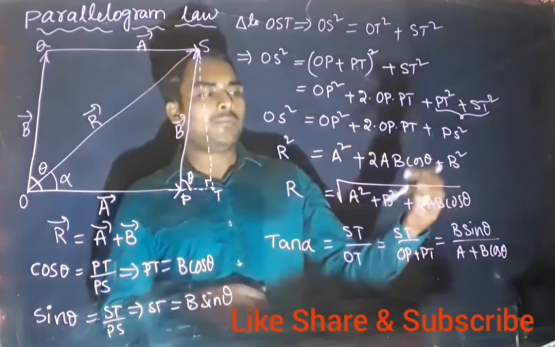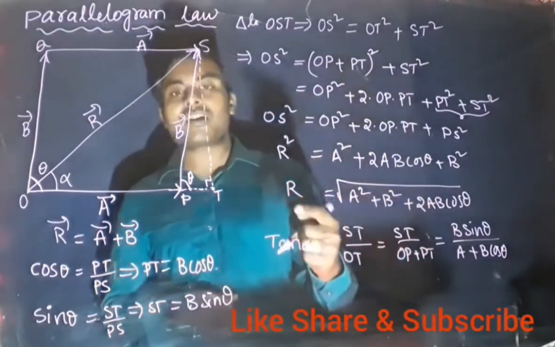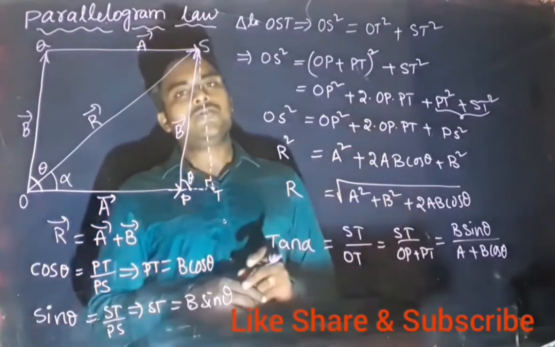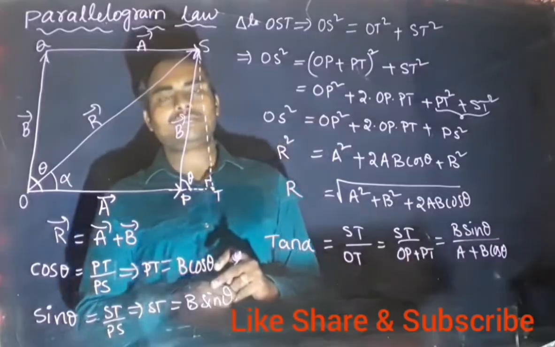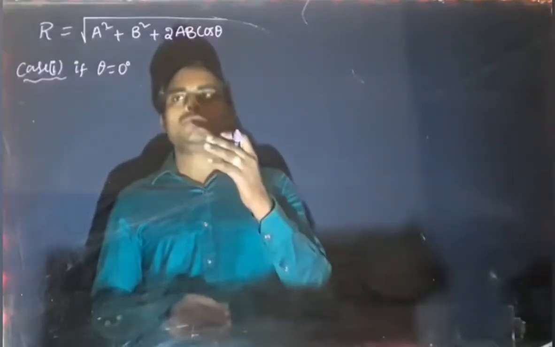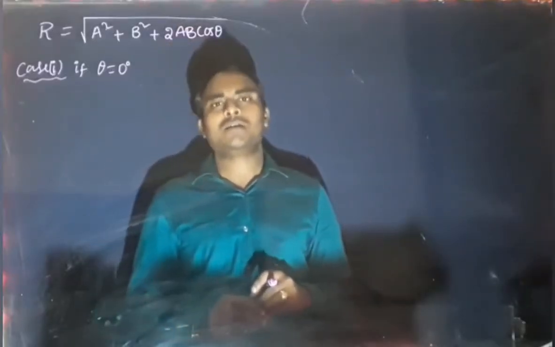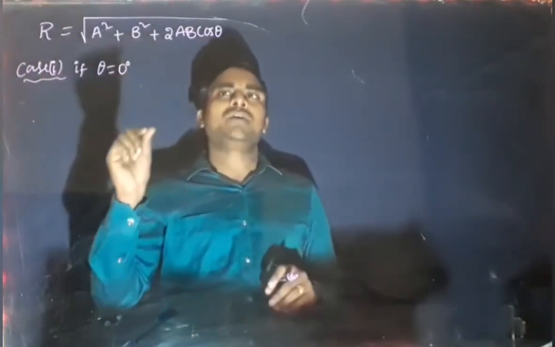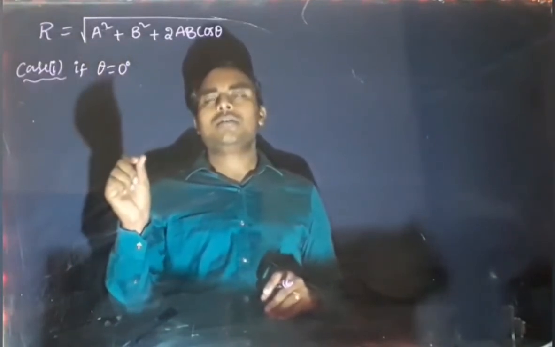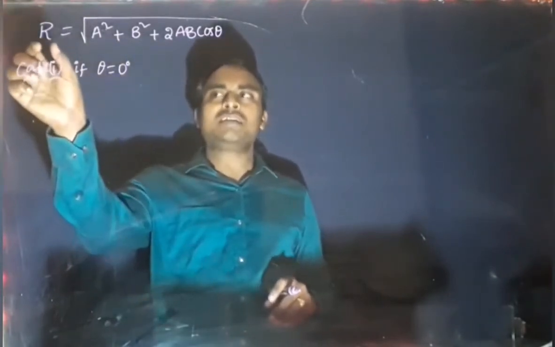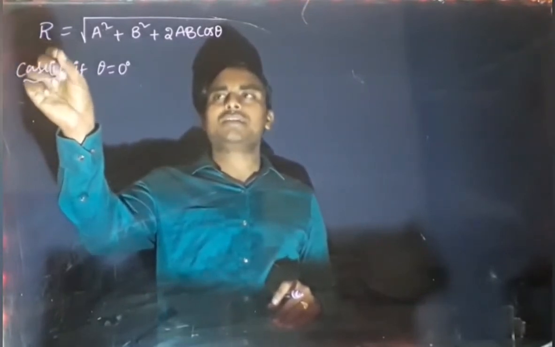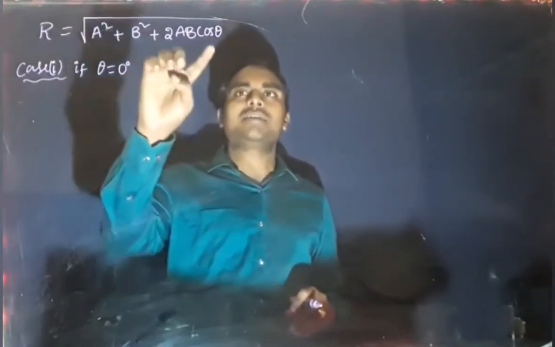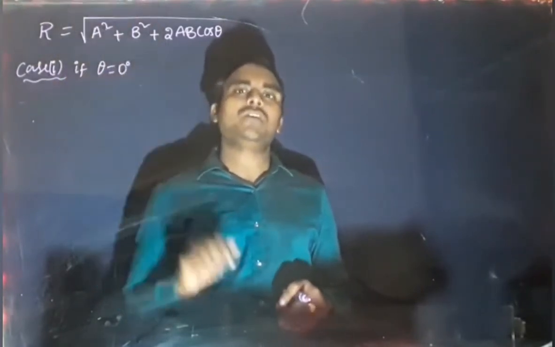So here are two formulas: the magnitude of the resultant vector R, and tan alpha, where alpha is the direction of the resultant vector. These two formulas are very important. Next, let us do the special cases in the parallelogram law. R equals root A square plus B square plus 2AB cos theta is the formula for the magnitude of the resultant vector. A and B are the magnitudes of the two given vectors and theta is the angle between them.